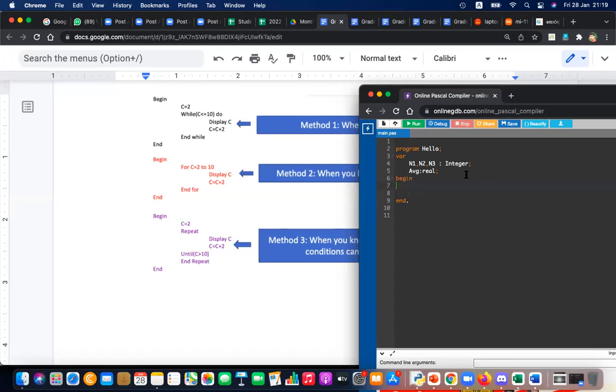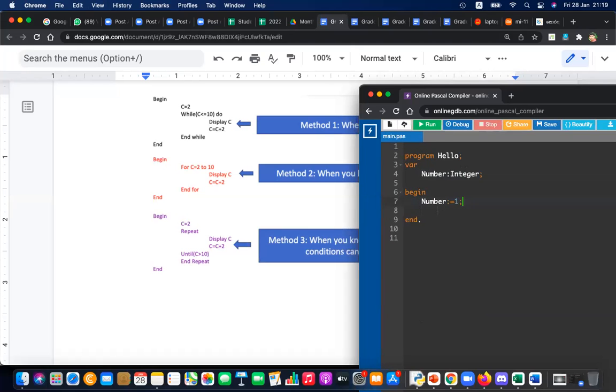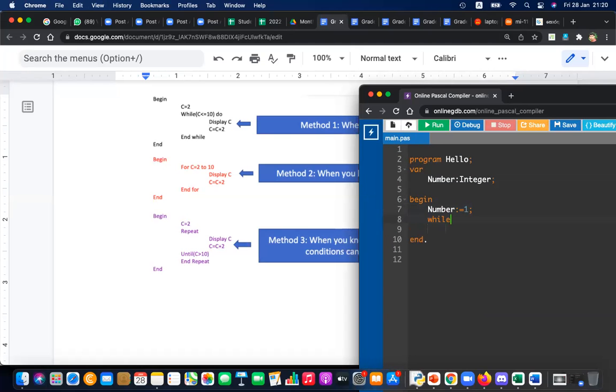So you need to print numbers from 1 to 10. So you know the starting point. Let's say you have only one, that is number. Number is integer. And you know the first one, you can say number equal to 1, because you know the starting point. Then while, what is the condition? You can say while number less than or equal to 10, because you need to print the 10 numbers. What to do? So let's begin.